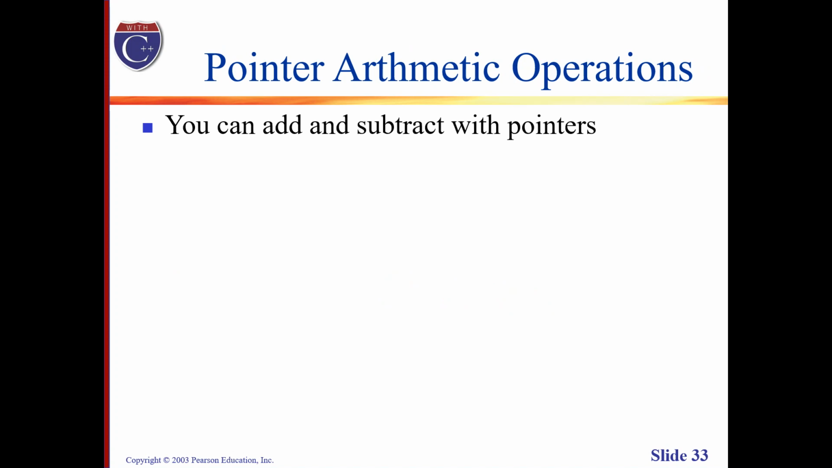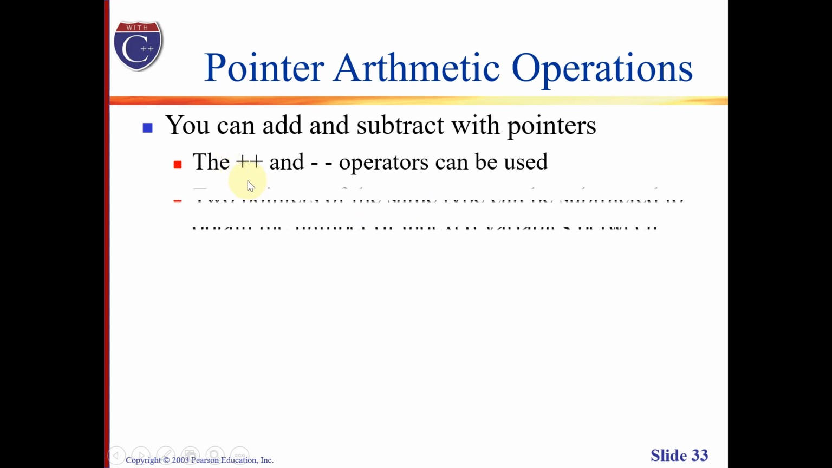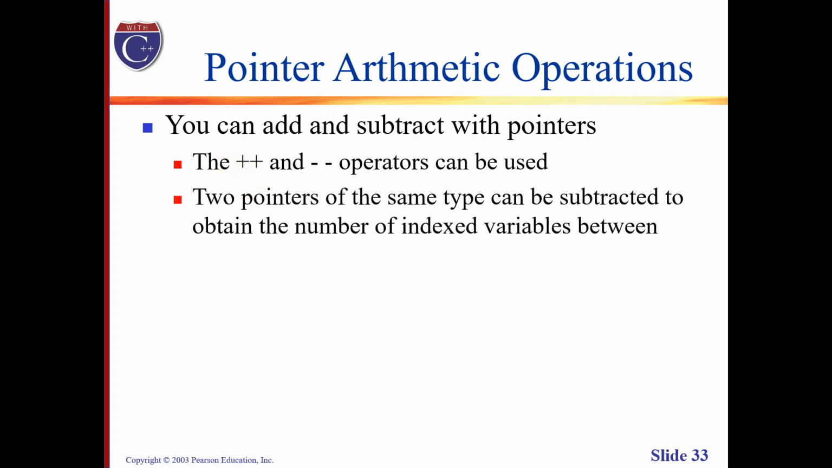Aside from that, we can also perform subtraction with pointers. As we've seen a while ago, we have used add to increment the index number that we would like to reference. We can also use the minus operators or the decrement operators. Two pointers of the same type can be subtracted to obtain the number of index variables between. Of course, the pointer should be in the same array.